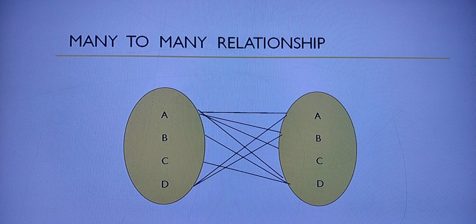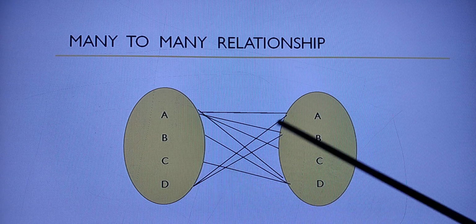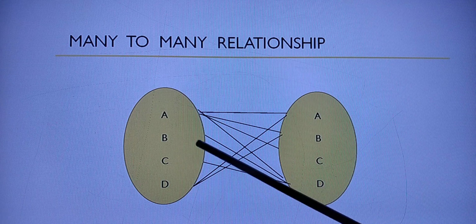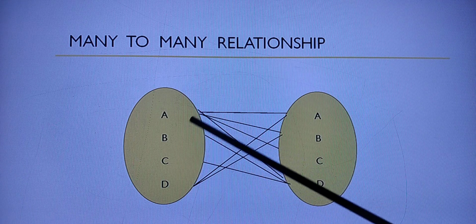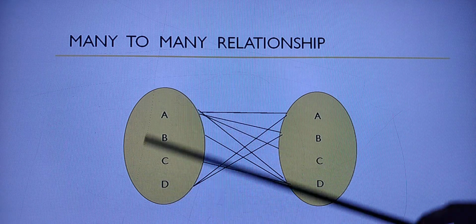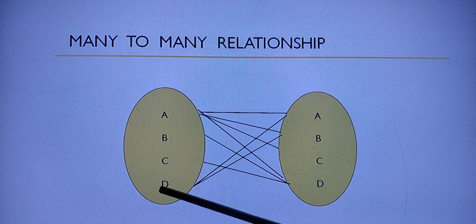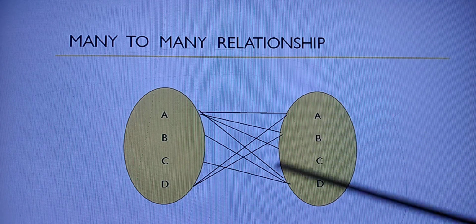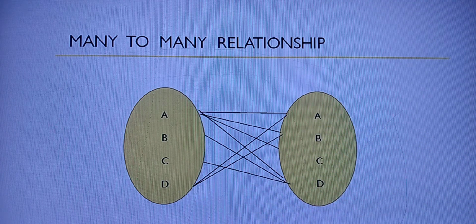Next you are going to have the many to many relationship. See the diagram. D is going to have a relationship with A, B, and C, similarly B with D, and A is going to have the relationship with A, B, C, D. Here also all the values available in this one are going to have a relationship with all of these. So this is your many to many relationship.